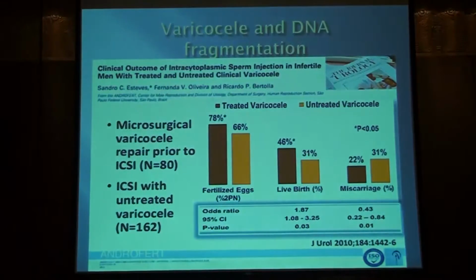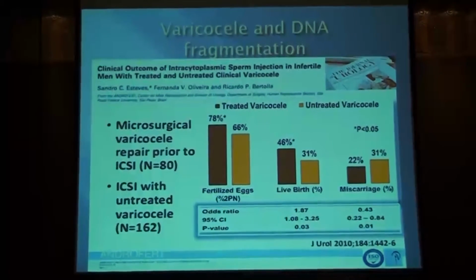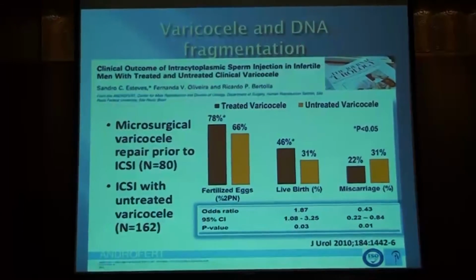This diagram shows the results of fertilization, live births, and also miscarriages in microsurgical varicocele repair prior to ICSI, and ICSI without treating the varicocele. Concerning fertilization and live births, they were higher in the varicocele repair group, and miscarriages were more frequent in the group with untreated varicocele. The difference is attributed to an improvement in the DNA fragmentation.